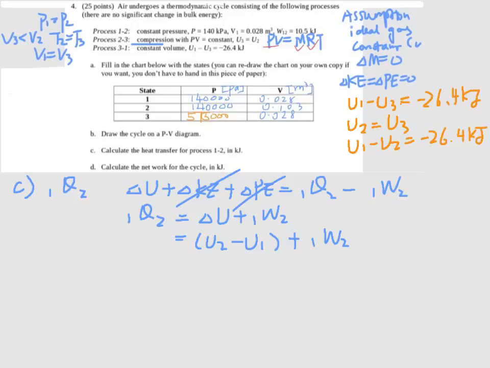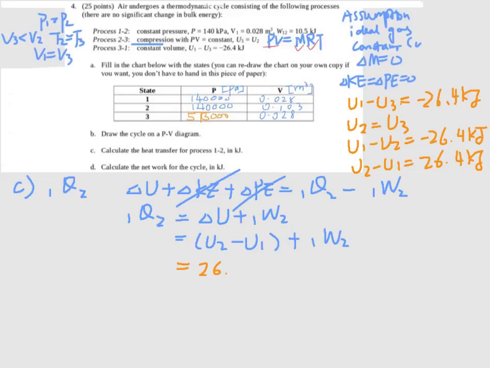Be very careful with the sign, because now I'm going to flip the sign. If we want to know the value of U2 minus U1, then we're going to get rid of this minus sign here. So it's just 26.4 kilojoule.